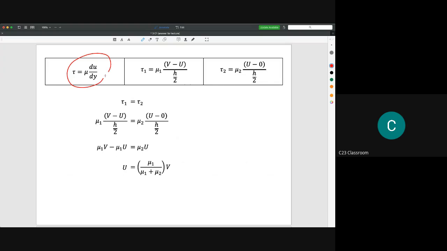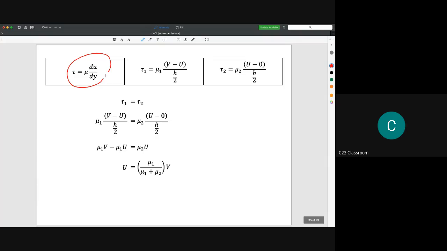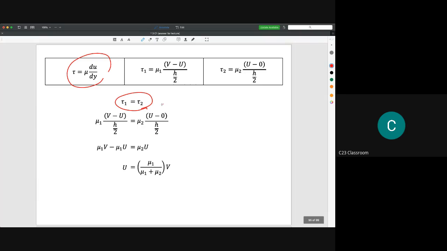I think we have a condition like this from the question. Okay, let's say it's the same, because it is not simple to make the assumption that shear stress 1 is equal to shear stress 2.